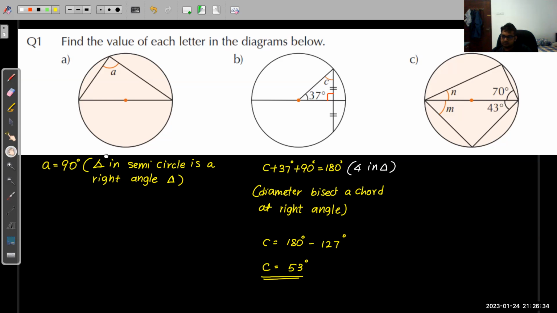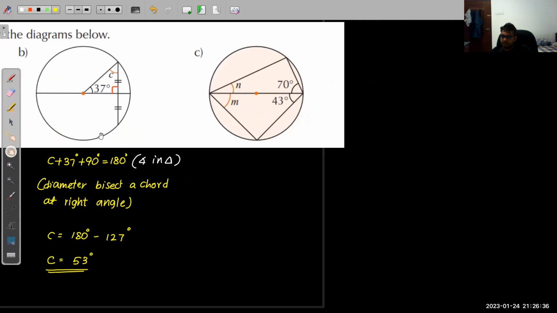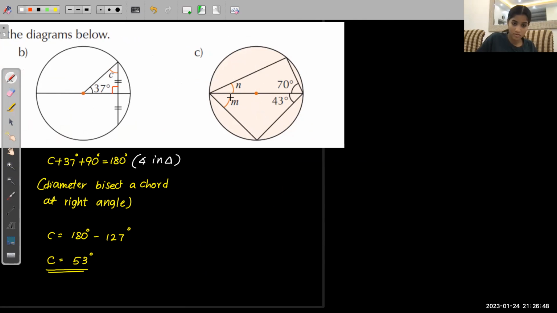Last one. In this one, you can see this is N, this is M. So you need to find M and N. What do you think? For M and N, it's a semicircle again. So there's a right angle on top there. Very good, 90.